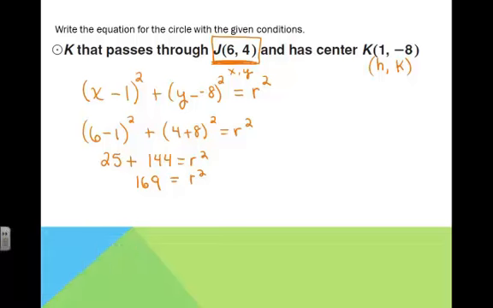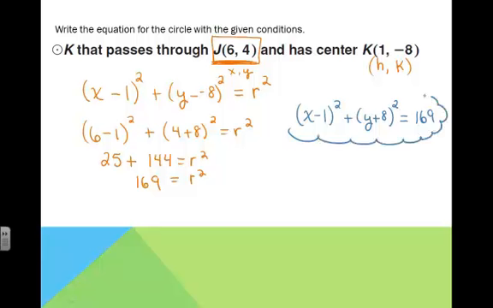So now I can finally write the equation of the circle. I really don't need r, I really just need r squared. So it's going to be (x − 1) quantity squared plus (y + 8), since minus a negative is plus, quantity squared equals r squared, which is 169, and that would be the equation for circle K.